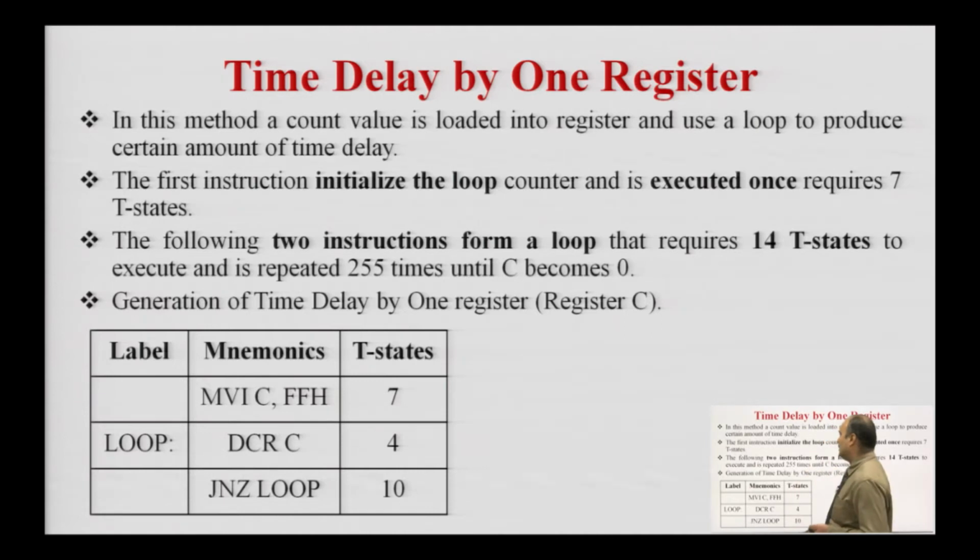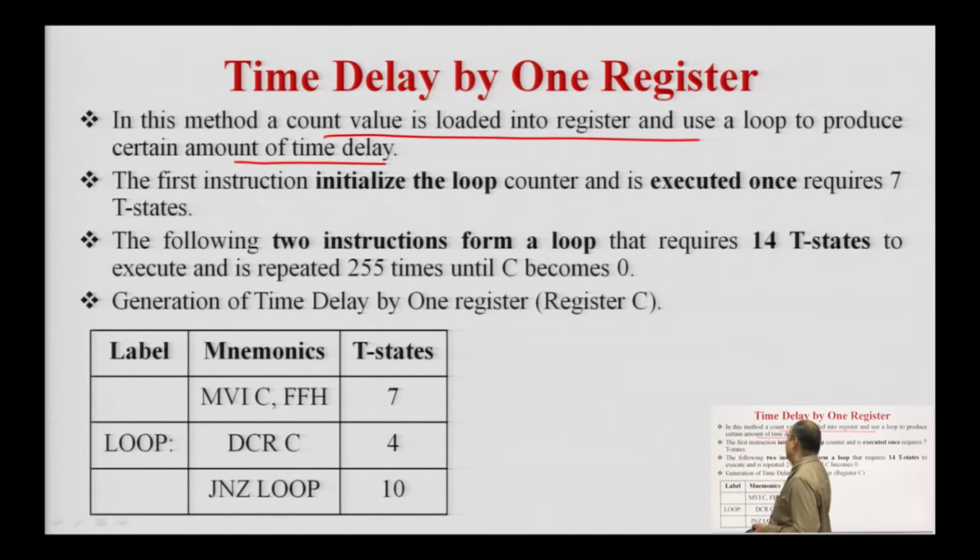So, let us see how time delay can be calculated with the help of one register. In this method, a count value is loaded into a register and a loop is used to produce a certain amount of time delay. So, in this case we load the count value into the register and use a loop to produce a certain amount of time delay. This is an example of a program which is used to generate the time delay.